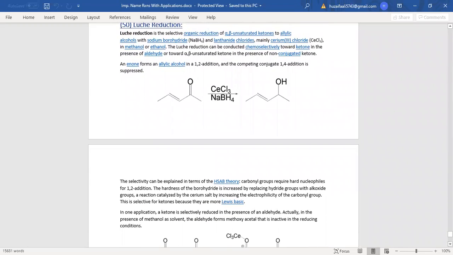Luche reduction. The Luche reduction is the selective organic reduction of alpha-beta unsaturated ketones to allylic alcohols with sodium borohydride and lanthanide chlorides, mainly cerium chloride, in methanol or ethanol. The Luche reduction can be conducted with chemoselectivity toward ketone in the presence of aldehyde or toward alpha-beta unsaturated ketone in the presence of non-conjugated ketone. An enone forms an allylic alcohol in a 1,2 addition and the competing conjugate 1,4 addition is suppressed.